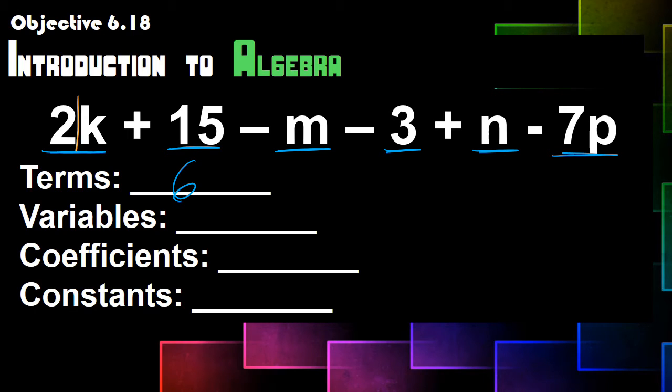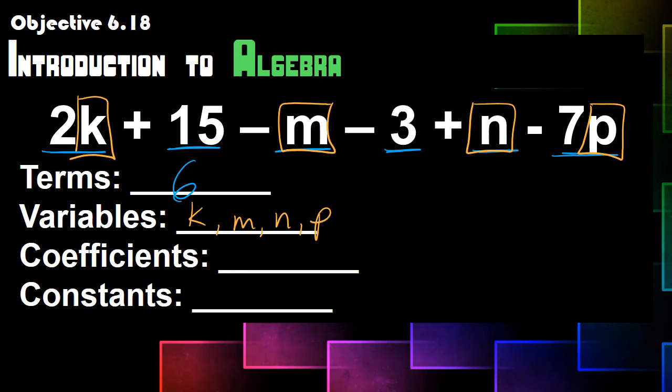Let's go ahead and list out all the variables we can find. We have k, we have m, we have n, and we have p. So we list out our variables here: k, m, n, and p.